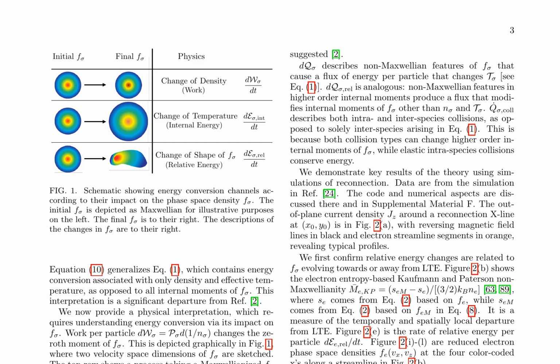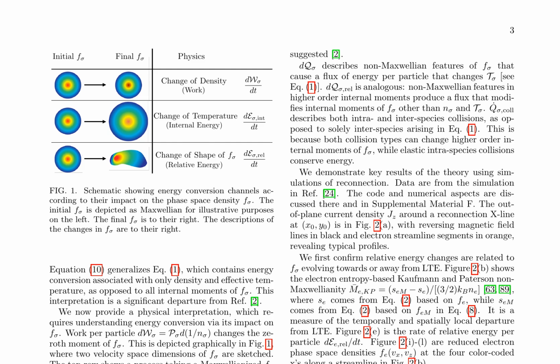the phase space density. The paper commences by discussing the initial and final states of the phase space density, with the initial state depicted as a Maxwellian distribution. The final state is shown to be non-Maxwellian, indicating changes in the phase space density due to energy conversion. The authors also provide a physical interpretation of these changes, linking them to the evolution of the phase space density towards or away from Maxwellianity.